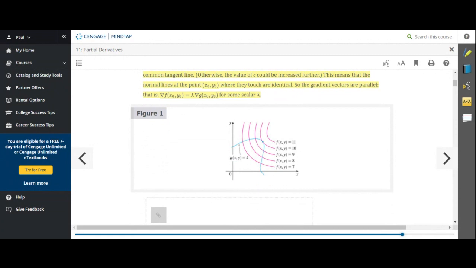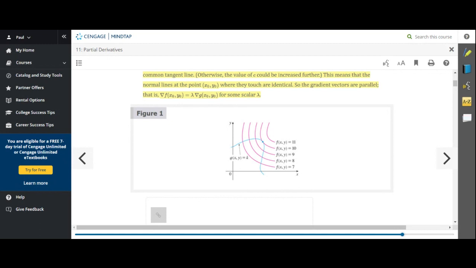But why is it increasing? How do you know the surface is increasing as you move out from the origin? How do you know the surface isn't decreasing? Okay, Eric says the value of the function is growing in that direction. That's right. The level curves go f of x, y equals 7, f of x, y equals 8, f of x, y equals 9. The surface is rising as you move further away from the origin.